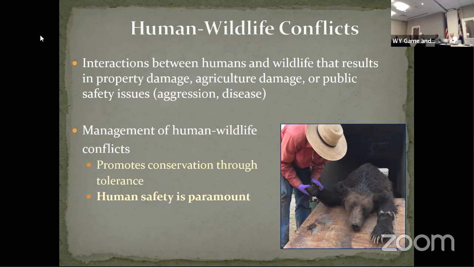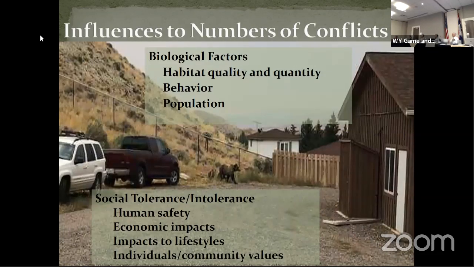Of course, annual conflict numbers vary, and that variation influences the numbers of conflicts from year to year. It's hard to pinpoint exactly what that is. It's mostly due to annual variations in seasonal food abundance. And to some degree, as Dan just mentioned, the social tolerance of folks at any given time. And that could dramatically be changed, for example, by a court decision.